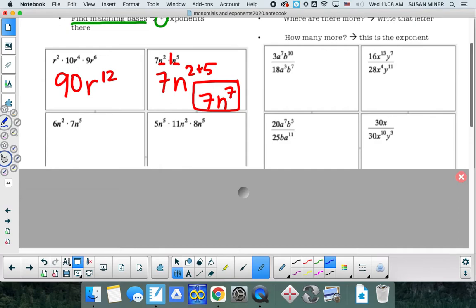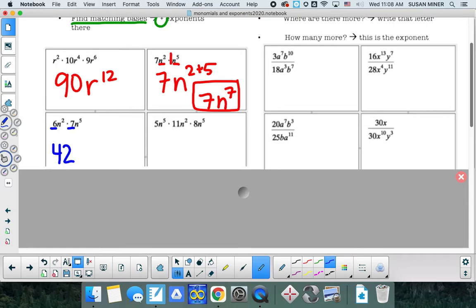Okay, so I hope you paused the video and practiced multiplying some monomials together. Remember, the first thing I do is I take my numbers. They're just plain numbers, so I multiply those two together. 6 times 7 is 42. Feel free to use your calculator if you need it.